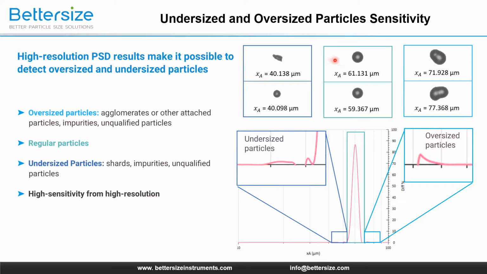For example, 40 microns glass beads and shards are undersized particles. In comparison, those 70 microns beads are oversized ones. Usually, these particles with unconventional sizes are unwanted or unqualified. So, image analyzers are widely trusted by QC engineers from different industries.